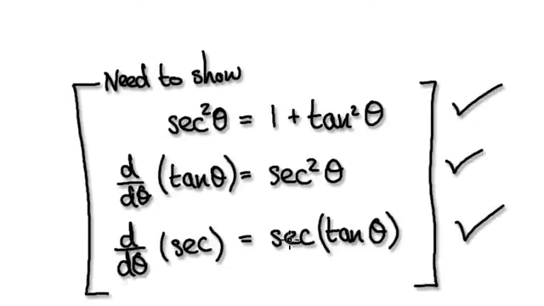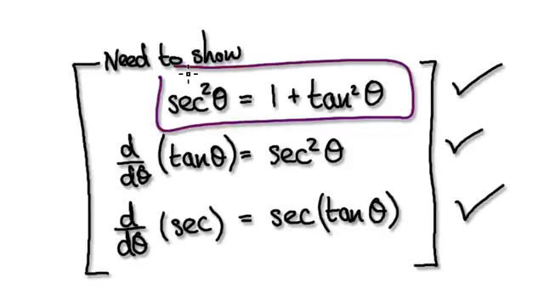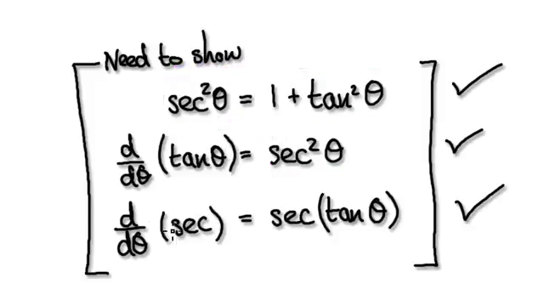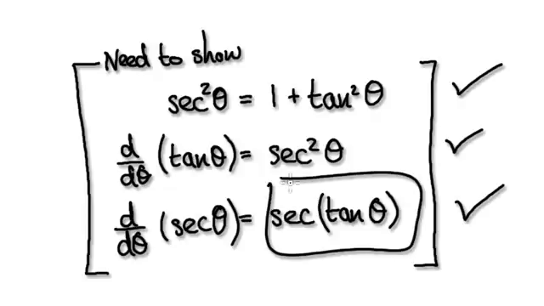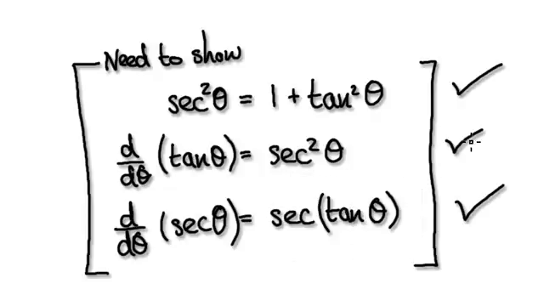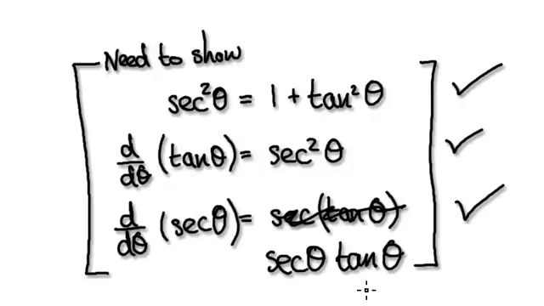Okay, in the previous video we've shown this. In this video, when you differentiate tan of x or theta, it will give you this thing here. When you differentiate this, sorry, it won't give you this thing here, it will give you this thing here: sec theta times tan theta. Okay, sorry about that.